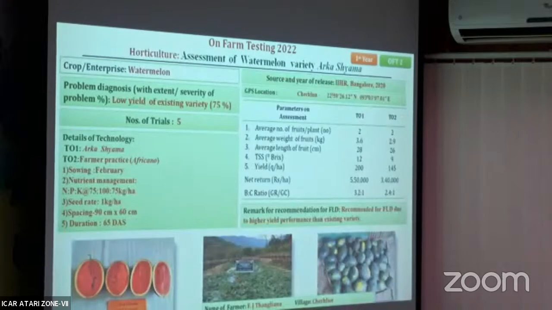Another is the assessment of watermelon variety Arka Siyama. This is a very good variety, and here there is a farmer's practice. When we compare with the farmer's practice, we found that it has a better BC ratio of 3.2 as compared to 2.4 of the farmer's practice.